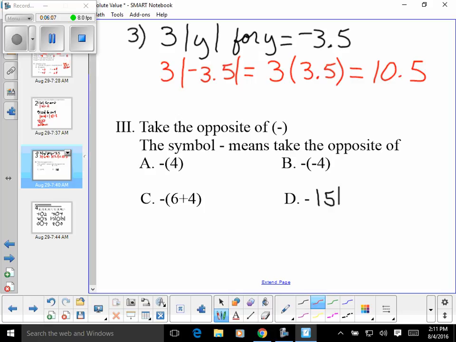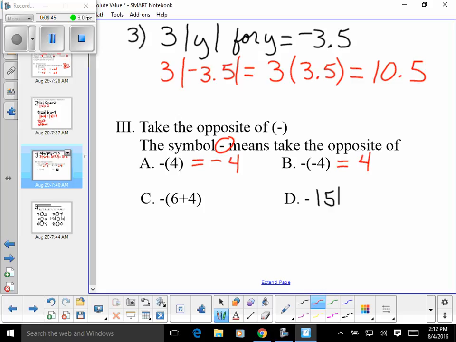Part 3 is taking the opposite of a number, and this becomes very important when we get into subtraction. The symbol minus, which does in fact look like a minus sign, actually means to take the opposite of. So in A, we're going to take the opposite of 4. The opposite of 4 is negative 4. In B, we're taking the opposite of negative 4. Well, the opposite of a negative 4 is a positive 4. It's like they flip positions on the number line.